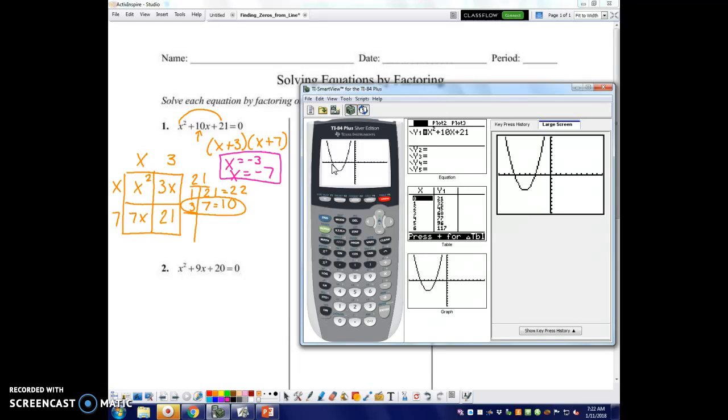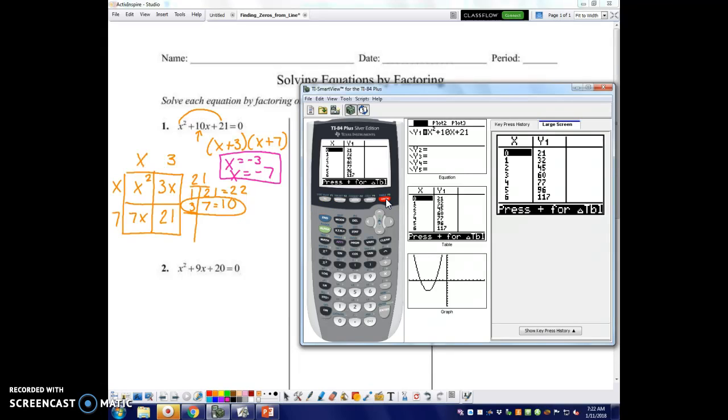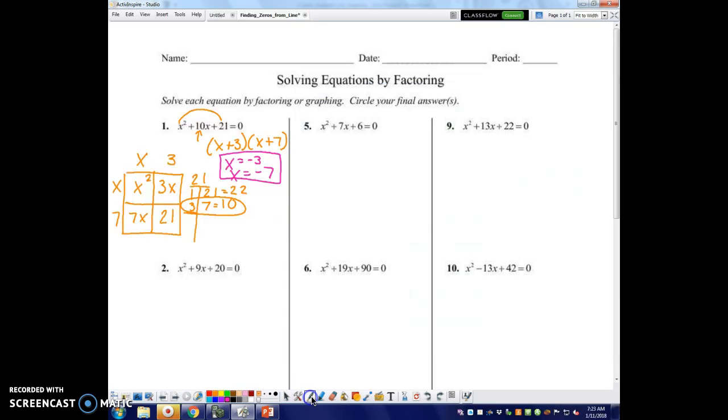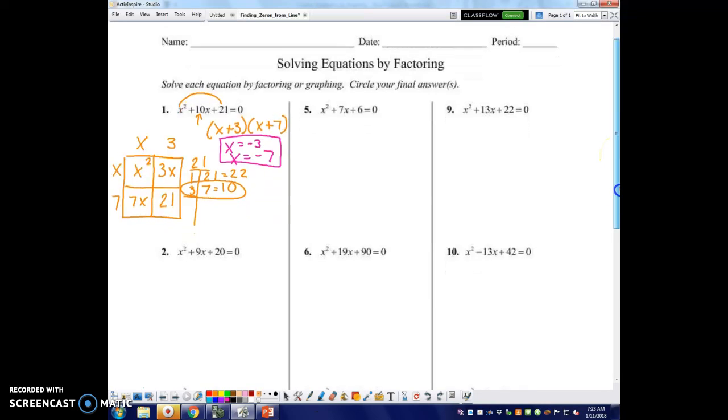Now sometimes those may be decimals, so what I want you to do is double check at the table. I think it's -3 and -7. If it is -3, y should be 0. If it is -7, y should be 0. Okay, so that tells us that it is correct, -3 and -7. So the rest of the problems you can do either with your calculator or you can do by factoring, except for the bottom 3.